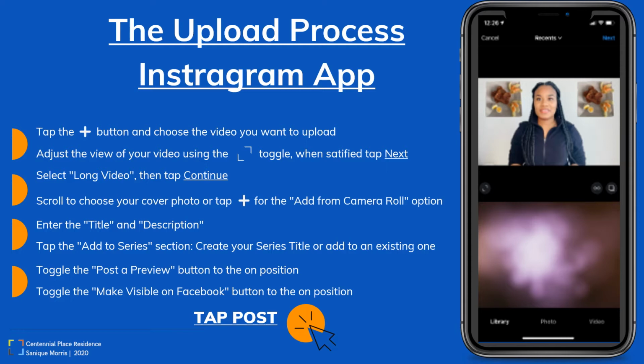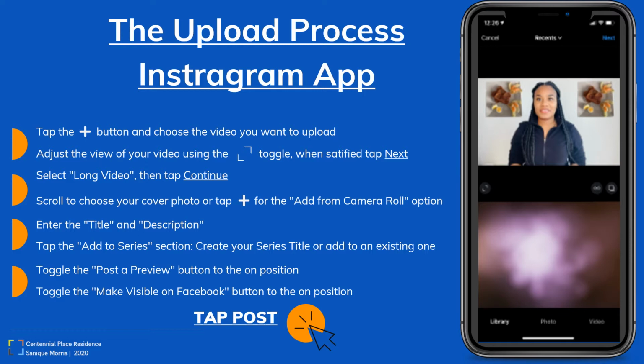You then want to scroll along the video snippets to choose your cover photo, or if you have a photo added to your camera roll, you could tap the plus button and then choose from that option. You then want to enter a title and a description, totally up to you, but since this is for the property, I encourage you to add a title and a description. You then want to tap add to series if you are creating a series. If not, then you don't have to do this option.